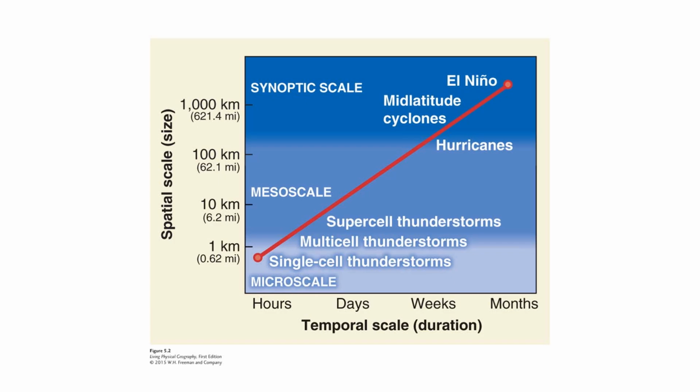As we move up, those storm systems increase in size and time. And so we're going from those very small single cell thunderstorms all the way to El Nino and La Nina events. These take months to develop, can last more than a year, and have global effects. But we're going to start small. We're going to start with thunderstorms. First off, the single cell thunderstorm.